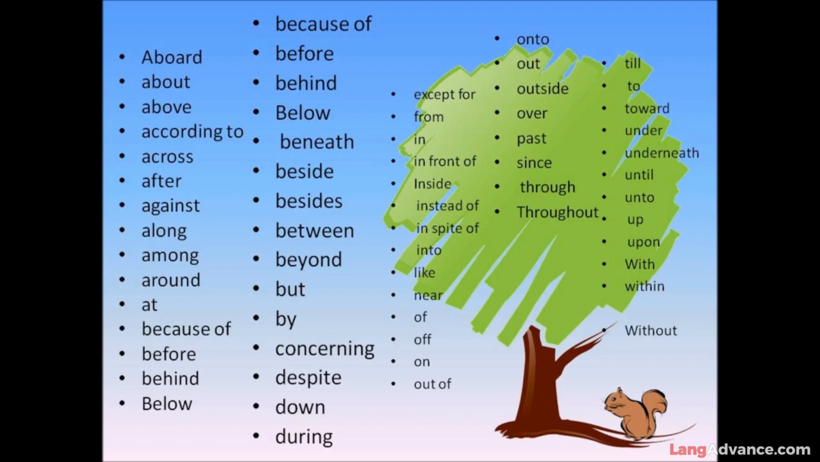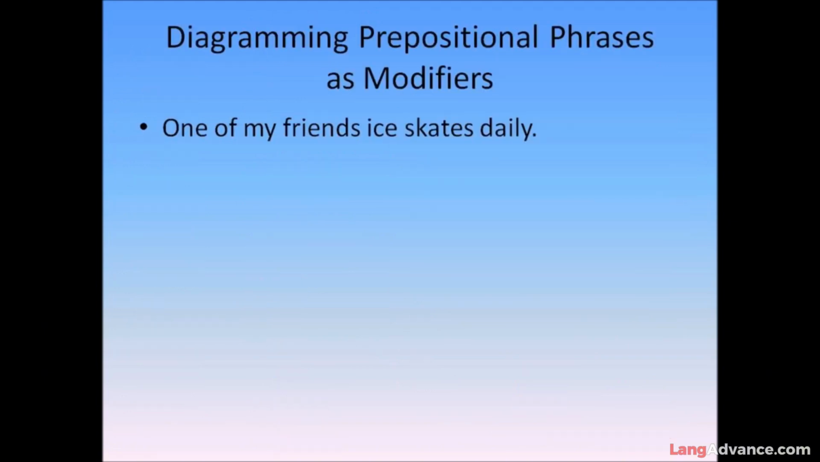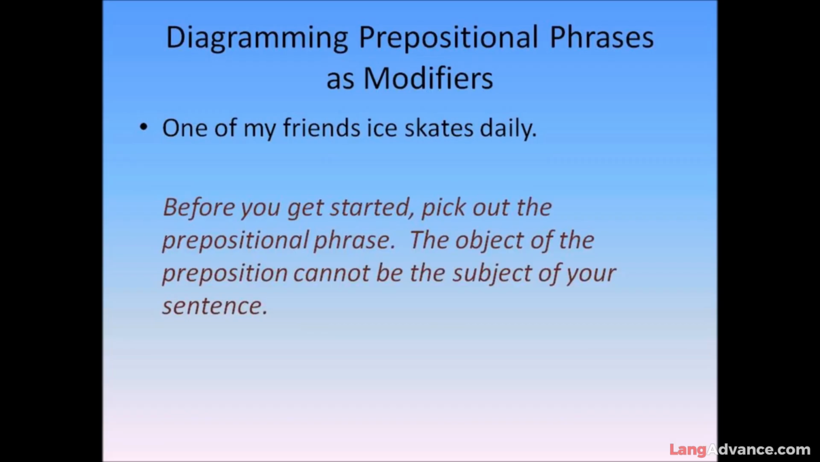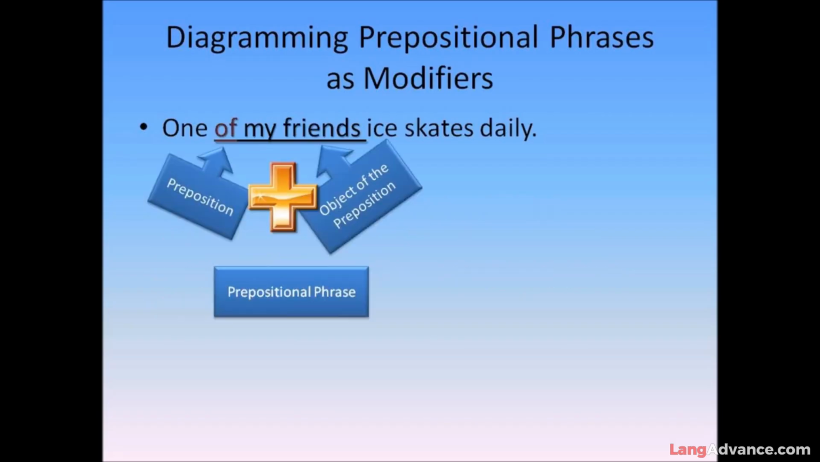When we diagram prepositional phrases as modifiers, the first thing we have to do is take a careful look at the sentence and pick out that prepositional phrase, because like I just said, the object of the preposition cannot be the subject of the sentence. Once we pick out that prepositional phrase, which is the preposition of plus the object of the preposition, friends, plus the modifier my, once we pick that out of the sentence, we know that the word friends cannot be the subject of the sentence. And then we can diagram as we would any other sentence.